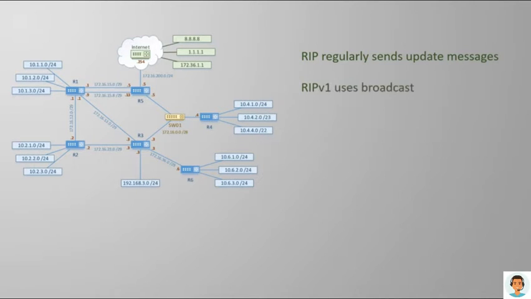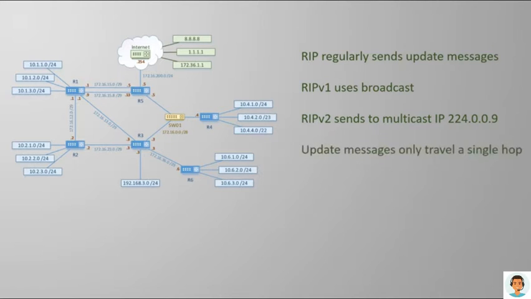RIP v1 broadcasts these messages to all hosts on the network. RIP v2 is a little more elegant and sends them to multicast address 224.0.0.9. Sending these update messages to a multicast address means that only routers listening for RIP messages will get them. This is much more efficient than a broadcast.